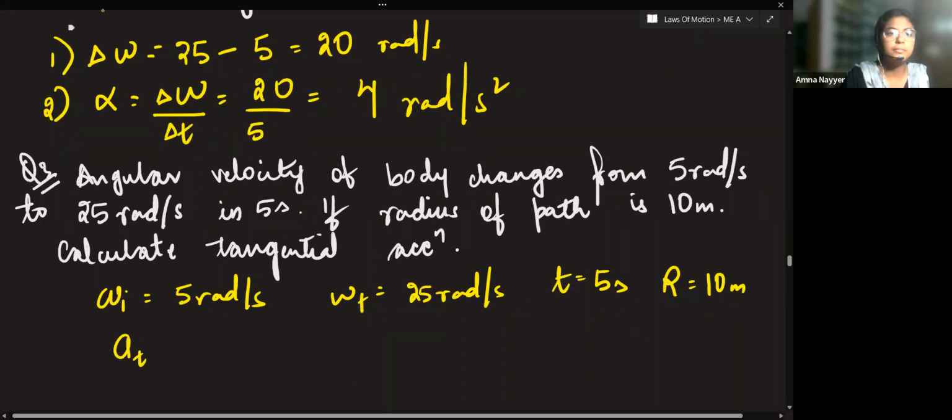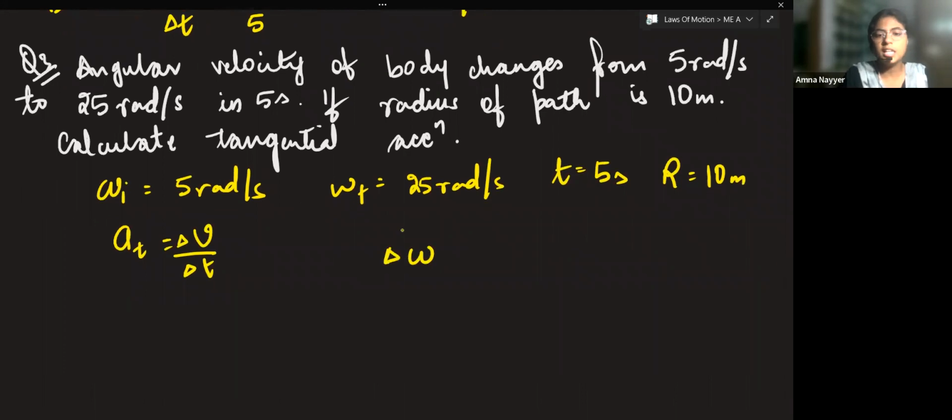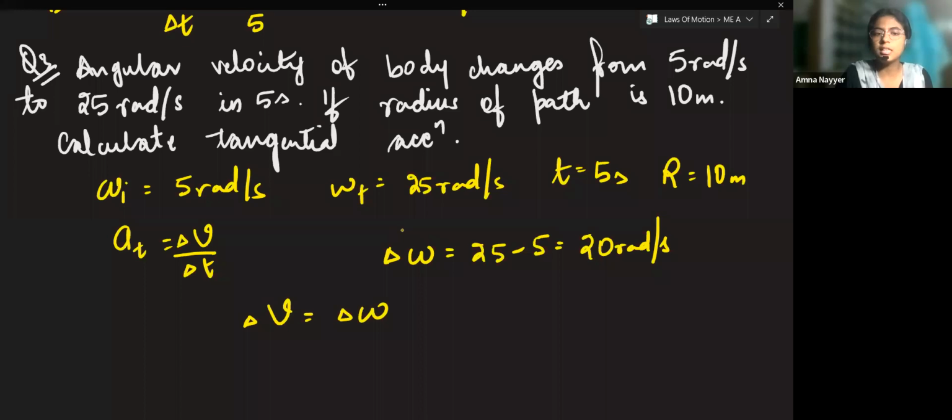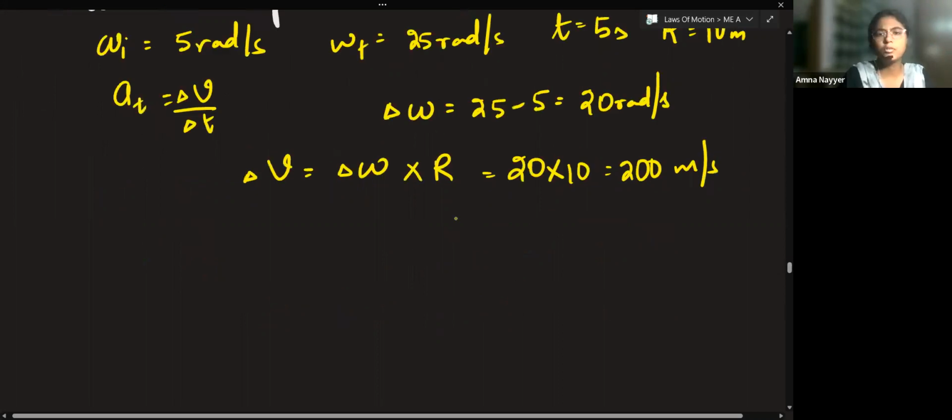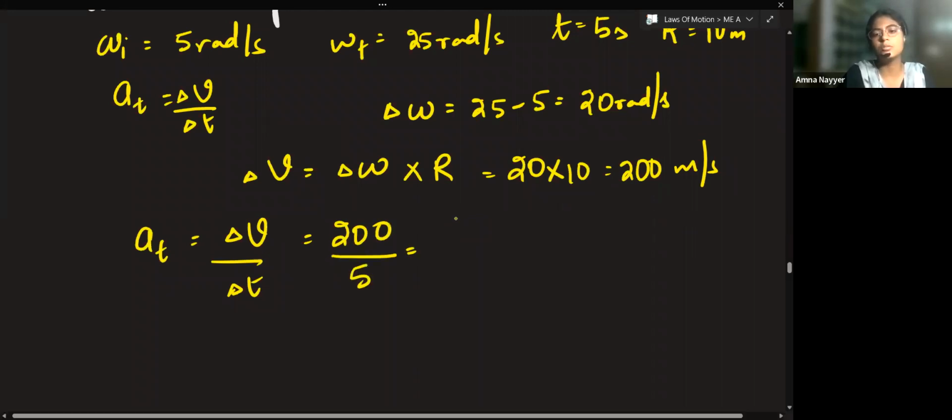What we can do over here is, see, tangential acceleration is change in velocity by change in time. Let us calculate change in velocity. Change in angular velocity is 25 minus 5, that gives you 20 radian per second. So change in linear velocity will be change in angular velocity multiplied by radius. So this gives you 20 into, what is the radius given of the path? 10. So 20 into 10, which gives you 200. 200 meter per second is the change in velocity. And time is given to you, 5 seconds. So tangential acceleration will be change in velocity by change in time. Velocity we have got, this is 200, by time is 5, this is equal to 40 meter per second square.